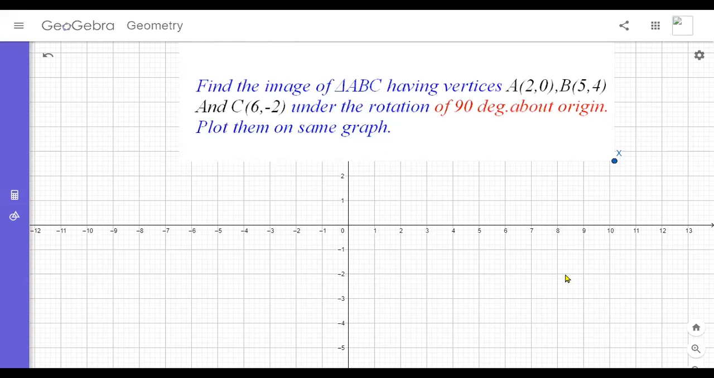Today in this video, I am going to discuss one isometric transformation, that is rotation. Rotation is called an isometric transformation because the object and the image after the rotation will be congruent. They will have the same shape and size. So we can say that rotation is one isometric transformation.